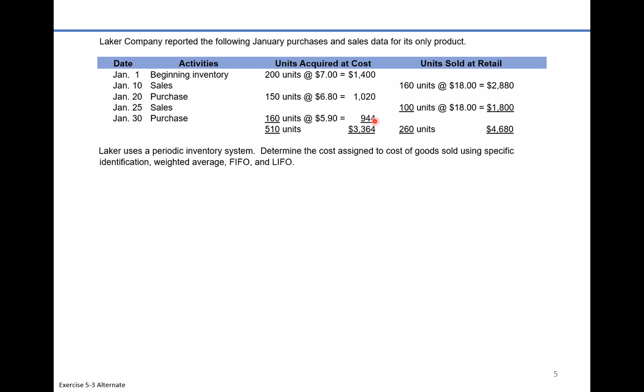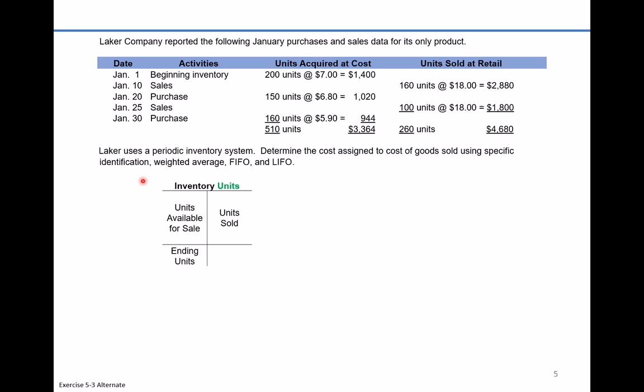So it says Laker uses a periodic inventory system. And we covered that in our Learn Smart module. And here we're asked to determine the cost assigned to cost of goods sold using the specific identification, the weighted average, the FIFO, and the LIFO method. In reality, we're going to do two things. We're going to find out what is the cost of goods sold and what is also the value of the ending inventory for the company.